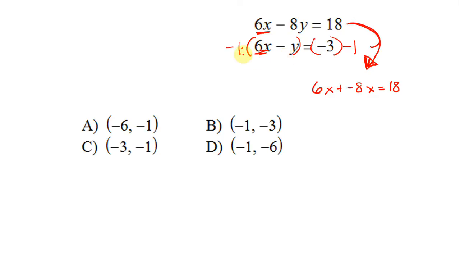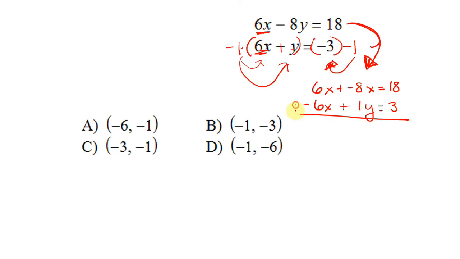Now, my other equation, -1 times 6x gives me -6x. -1 times -y gives me +1y. And -1 times -3 gives me +3. Now, I can see that my 6x and my -6x will eliminate, so now I'll add my equations together. This will get me 0. This will get me -7y. This will get me +21.